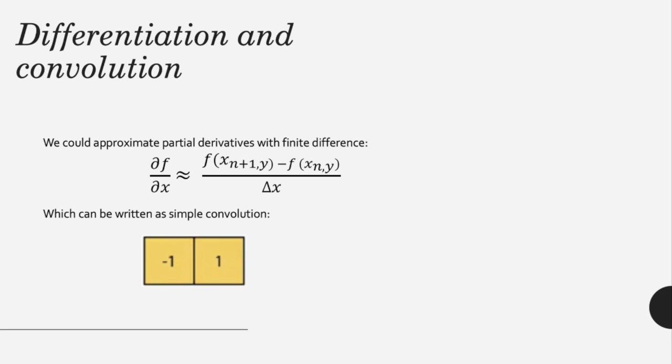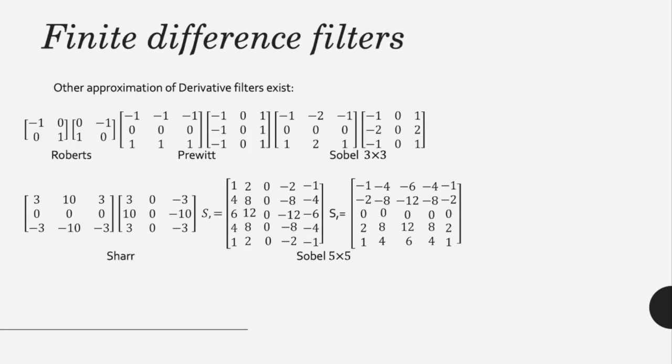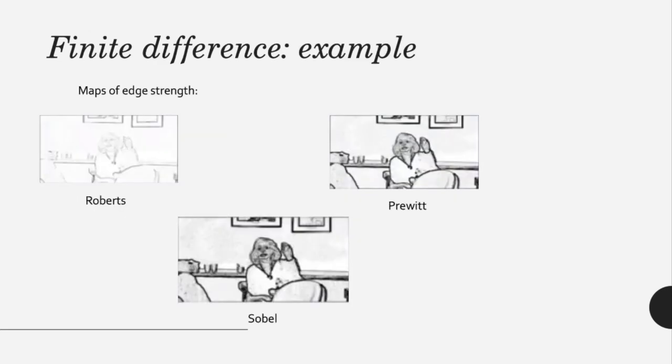Because images are discrete, we approximate the partial derivatives of the image with finite differences. A finite difference can easily be written as a simple convolution. Other approximations of derivative filters exist. I put here the Roberts, Prewitt, Sobel and Scharr operators. These operators both smooth and estimate finite differences in the image. They produce visually similar results. Here are examples of edge maps computed by convolution with these filters. You can see the difference between the filters is mostly small.